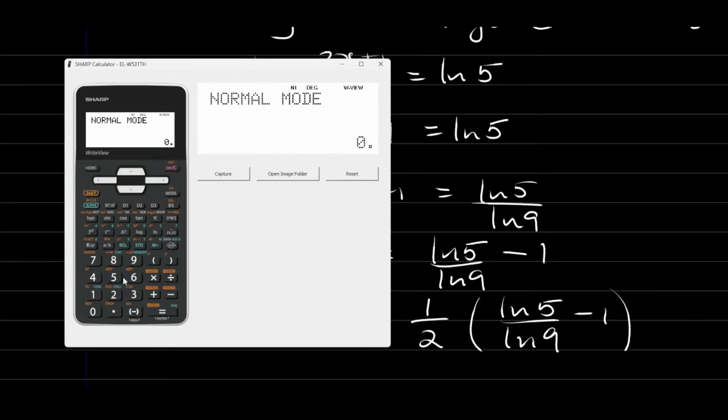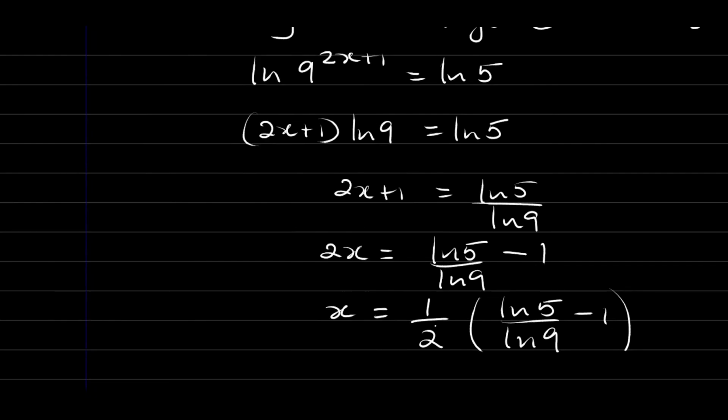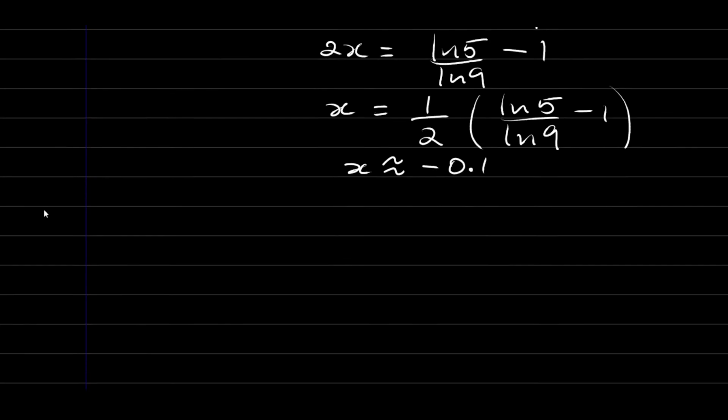Let's see what answer we get. So we have 1/2 in a bracket, and then another fraction which is ln of 5 divided by ln of 9, and then I'm minusing 1, closing the bracket, an equal sign, and it's negative 0.1, right? So x is approximately equal to negative 0.1. And maybe I should do one more, and that's it.